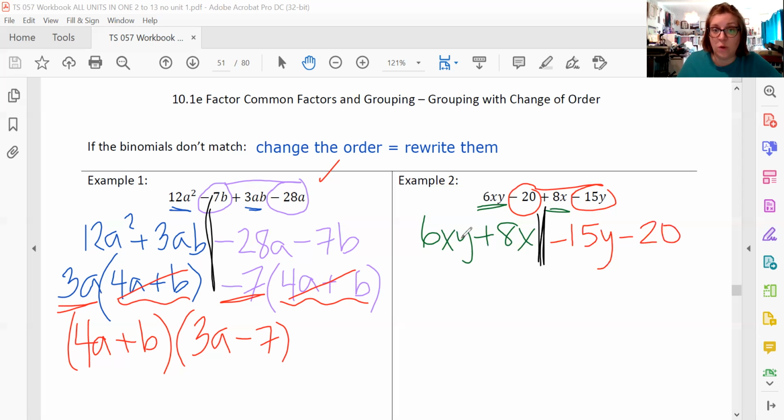I'll go back over to 6xy plus 8x. I know I can take x out of both, and I can take 2 out of both. 6 divided by 2 is 3. Xy divided by x is y. Plus 8 divided by 2, oh my gosh, what am I thinking? 8 divided by 2 is 4. And then x divided by x is nothing. They go away. It's just 1. So there's my first. Hopefully you were like, what did you just do? Hopefully you saw me do that.